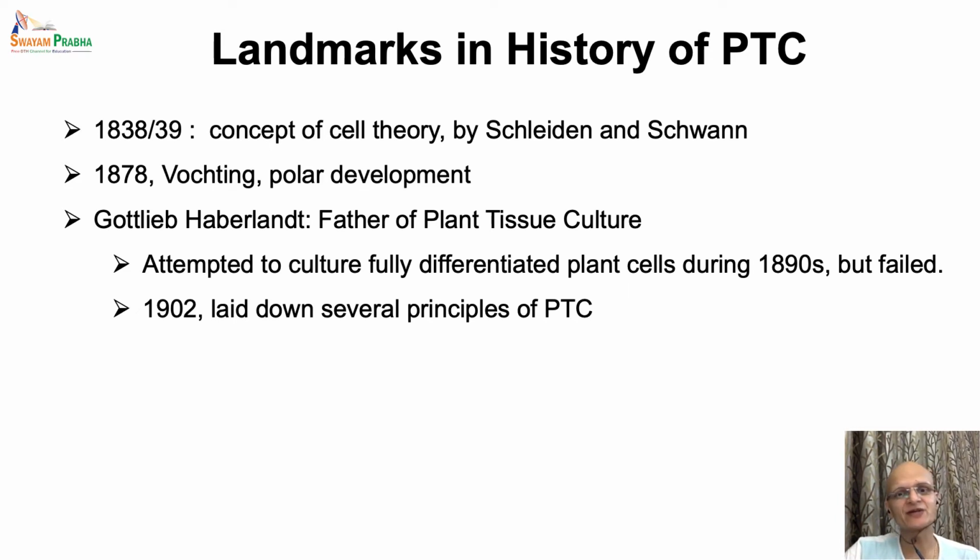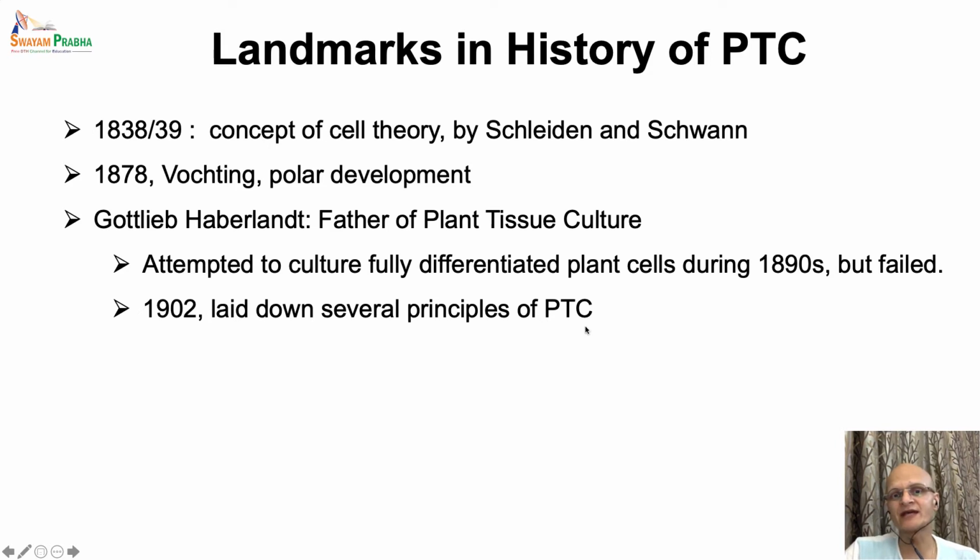So in the last part of 19th century, in 1890s, Haberlandt attempted to culture fully differentiated cells that were isolated from leaves, petioles, or any other fully differentiated tissues of the plants. But he was unsuccessful. He failed to actually culture them.